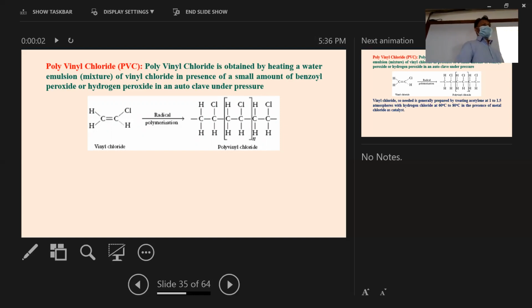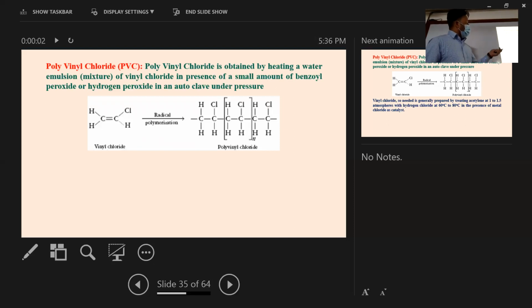Not the pet cat. Okay. So this is the vinyl chloride. That means only one chlorine is substituted for the ethene. The previous one was only ethylene. Now it is very similar, just one hydrogen is replaced by chlorine.